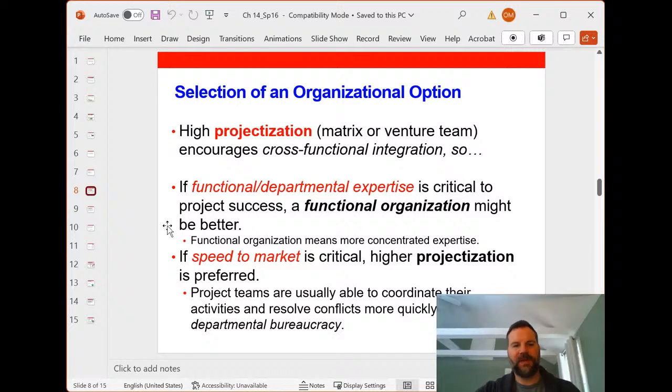So we talk about speed to market. That's essentially saying, all right, do we need to have this product out this year, or is it okay if it takes another year? And that question is going to determine what type of projectization a company will need.